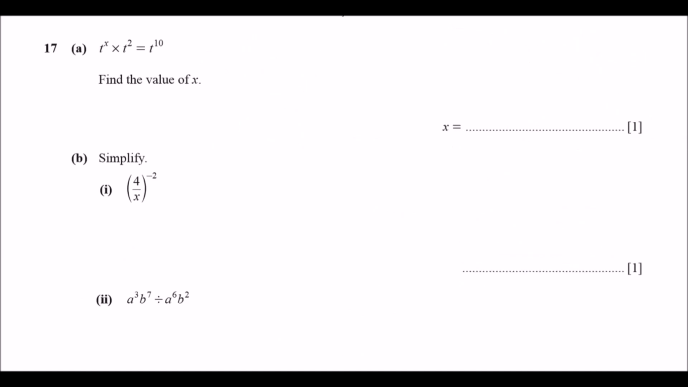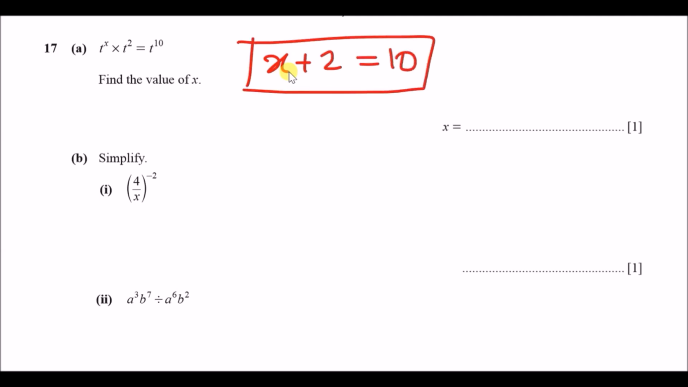Okay, number 17. So t to the power x times t to the power 2 equals t to the power 10. Find the value of x. Now this is straightforward if you know power rules. The rule is if you're timesing terms, you add the powers. So adding the powers, you've got x plus 2, and that must equal 10. Then subtracting 2, you get x equals 8.